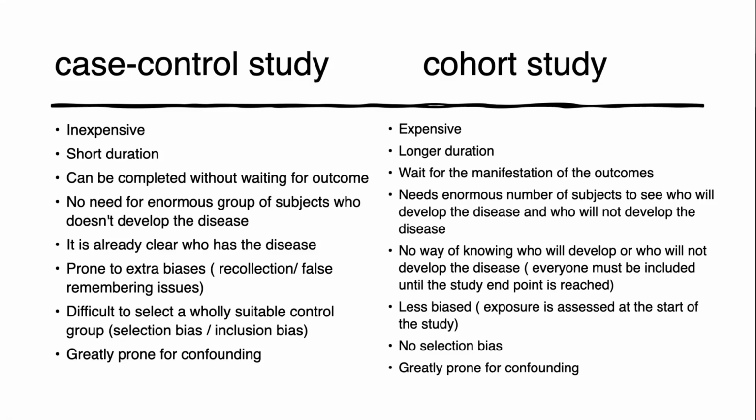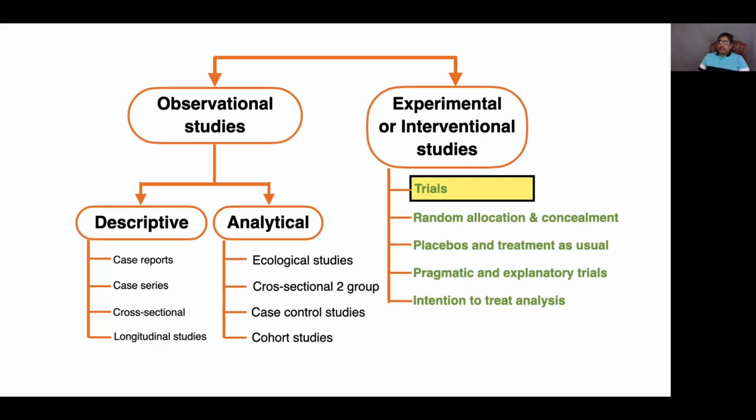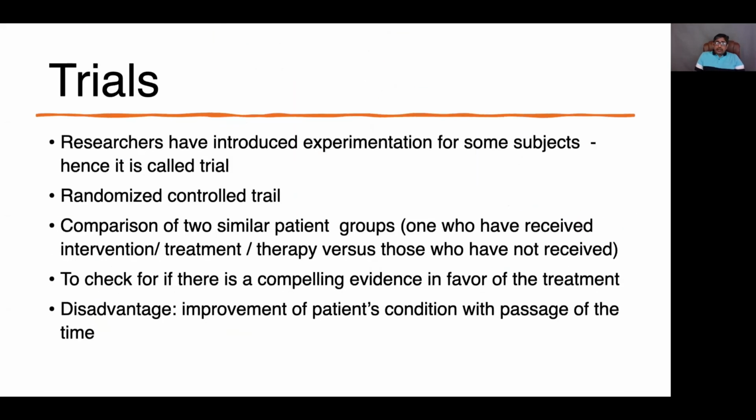So that's when the experimental or other types of trials came into existence. The next type of studies are experimental or intervention studies. These are further divided into trials, random allocation and concealment, placebo and treatment as usual, pragmatic and explanatory trials, and intention to treat analysis. Now I'm going to go into details about trials. What is meant by trial?